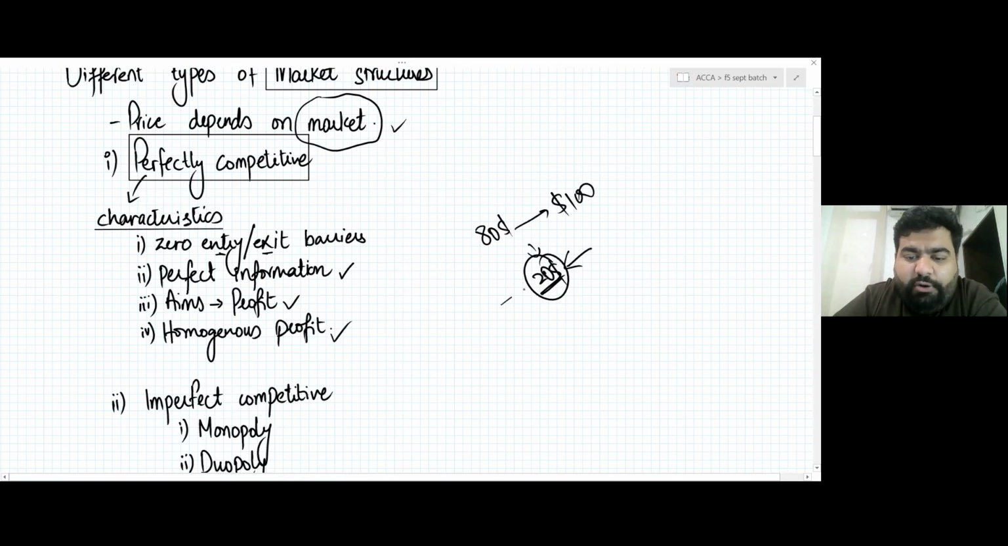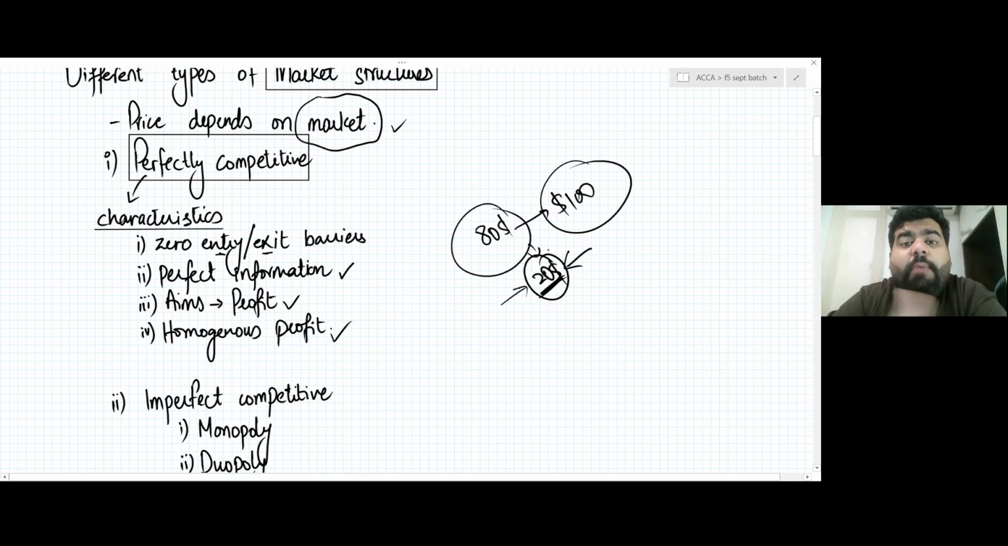I've already given you the example. Everyone is getting the mobile for 80 from the company and selling for 100 in the market. So $20 is the homogeneous profit. Everyone is earning 20 per phone, 20 per mobile. So this is known as homogeneous profit. In perfectly competitive markets, these 4 points are there. These are the characteristics of a perfectly competitive market.